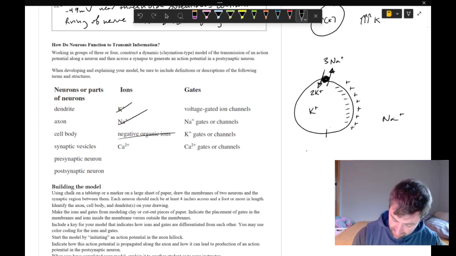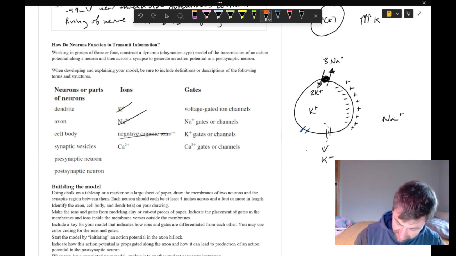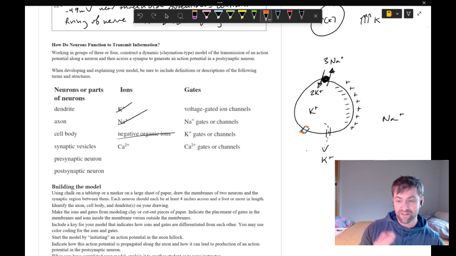Also on here, we have leak channels, where you're going to get a little bit of passive diffusion of potassium out of the cell. And then you have, I'm going to do these in a different color, voltage gated sodium channels. These are closed normally at rest.